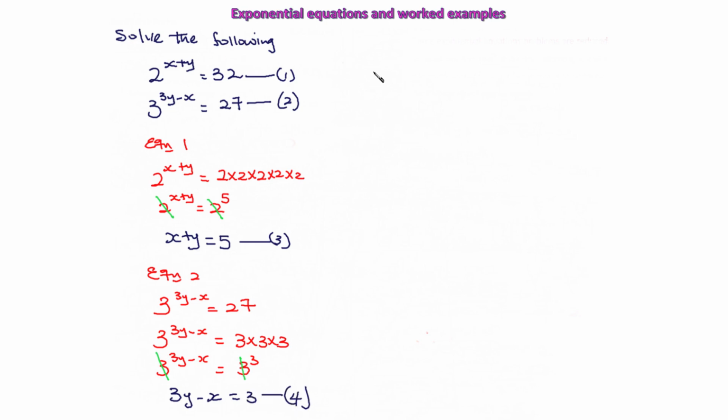Now, from equations 3 and 4, let's combine the two equations, because from equation 1 we have been able to resolve into equation 3, and from equation 2 we resolved into equation 4. Now let's bring equation 3 and 4 together. We have x plus y is equal to 5, then 3y minus x is equal to 3. Call these equation 3 and equation 4.